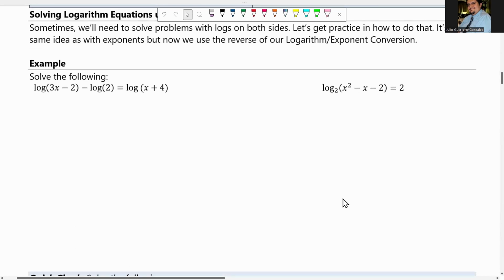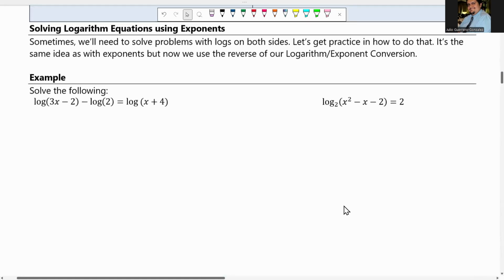Let's go the other direction. In the previous examples, we had the exponential version, and we needed to change it into the logarithmic version to solve it out. In these examples, we have the reverse. We have the logarithmic version, and we need to change it into the exponential version to solve it out. These two are going to require a little bit of our logarithm rules in order to get them right.